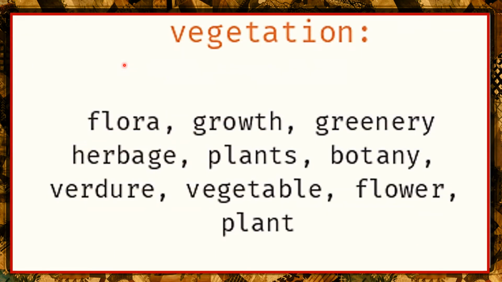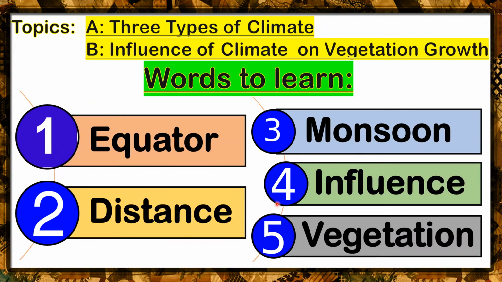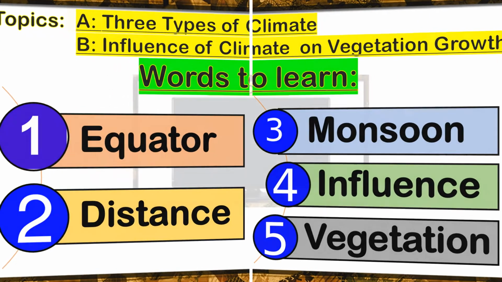The last word that we have is vegetation, which means flora, growth, greenery, herbage, plants, botany, verdure, vegetable, flower, and plant. These are the 5 words that can help us better understand our topic for today. Let's read them again from numbers 1 to 5. Equator, distance, monsoon, influence, and vegetation.